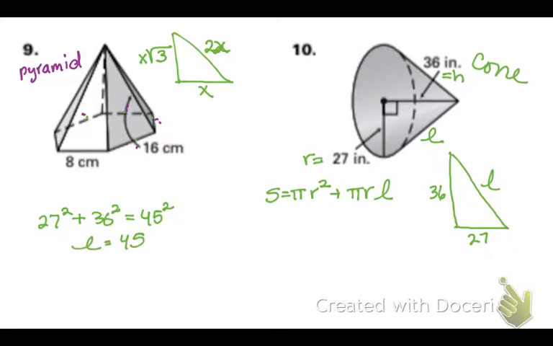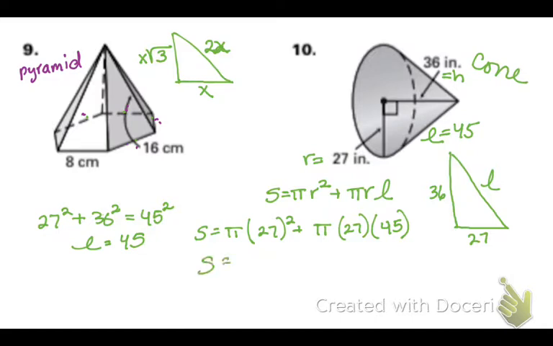Okay, so our S is going to be equal to pi times our R, which is 27 squared, plus pi times just R, not squared, times the slant height, which is 45. Okay, and you do the math on that, and S is going to be 6,107.26. And there's your answer. Okay, so not too bad. You had to use Pythagoras, but that's okay.